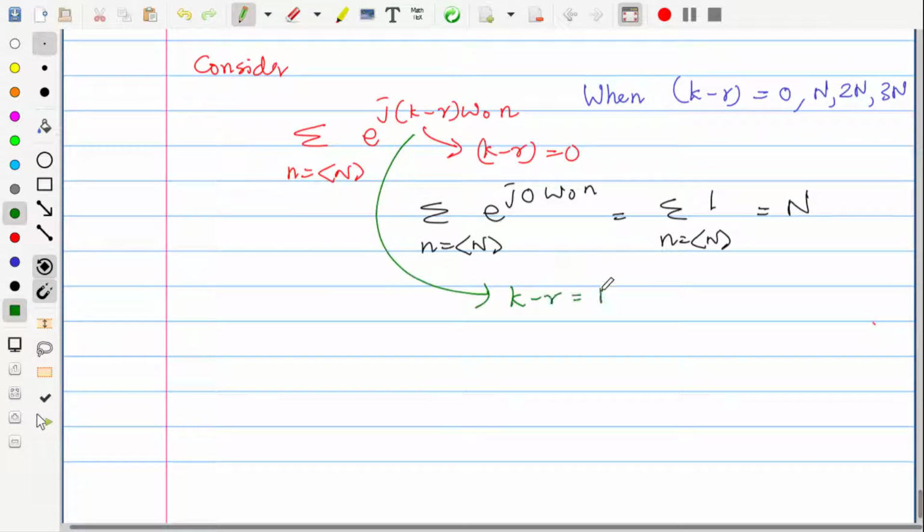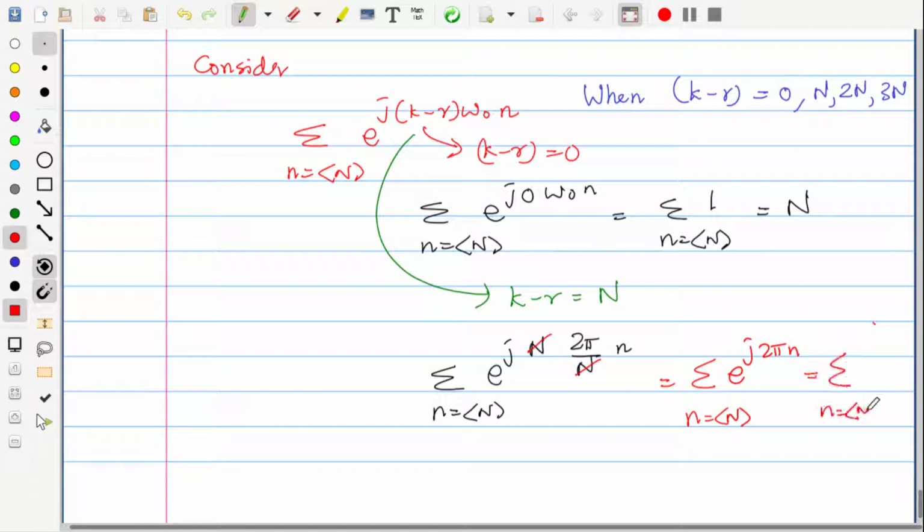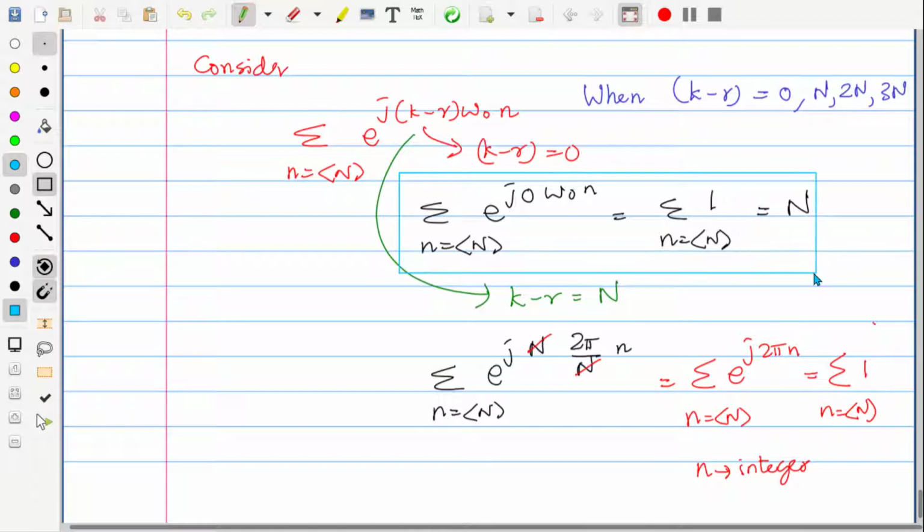When k minus r is equal to N, we know that omega_0 is equal to 2 pi by N. K minus r into omega_0 will result in capital N into 2 pi by N. N and N will get cancelled. We will get e^(j2 pi n). And if we sum all these ones, we will get the result of summation n within the range N, e^(j(k-r) omega_0 n) equal to summation e^0, that is summation of 1, which is equal to N. If you add N number of ones, you will get N.